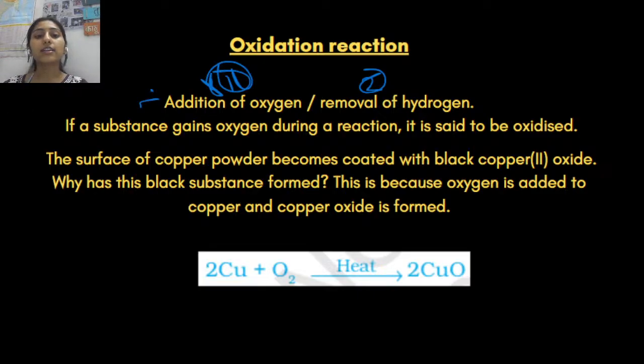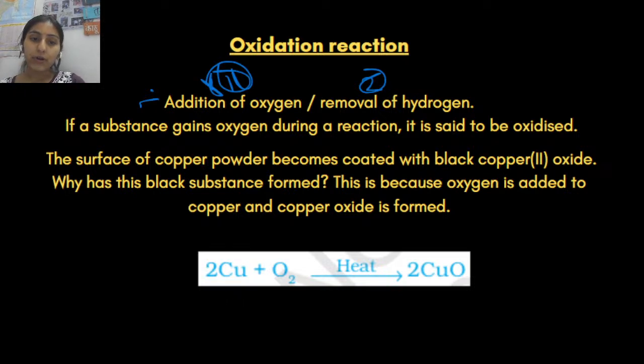Another condition is if a substance gains oxygen during the reaction, it is said to be oxidized. So the particular element or substance that is gaining oxygen, oxygen is getting added to it, so it would be said to be oxidized. The surface of copper powder becomes coated with black copper oxide. Why is this black substance formed? Because oxygen is added to the copper and copper oxide is hence formed.